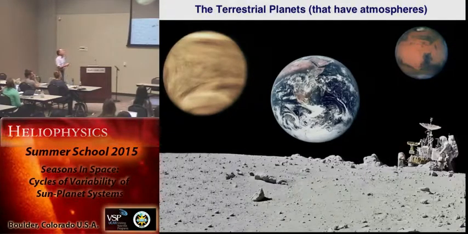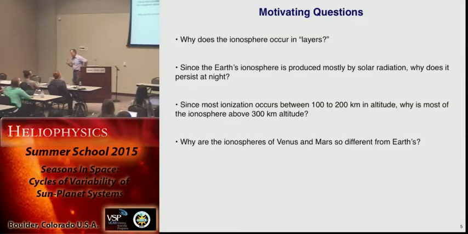Anyway, so here are the terrestrial planets that have atmospheres as seen from the lunar surface. This part of it is an actual photograph. These parts I just added in. So here are the questions. Here's what I want to think about.